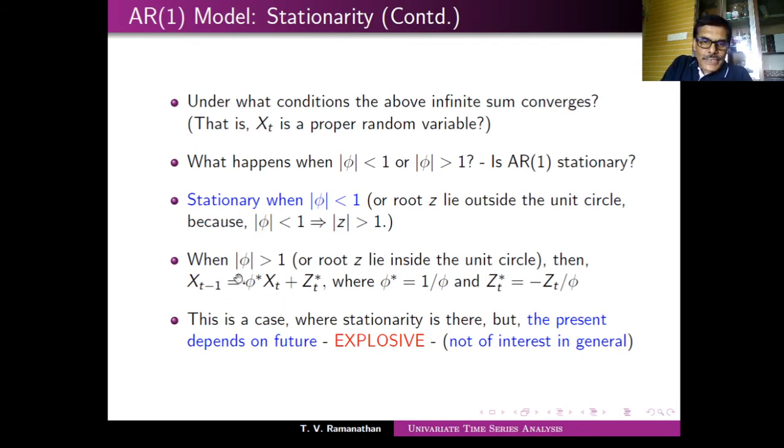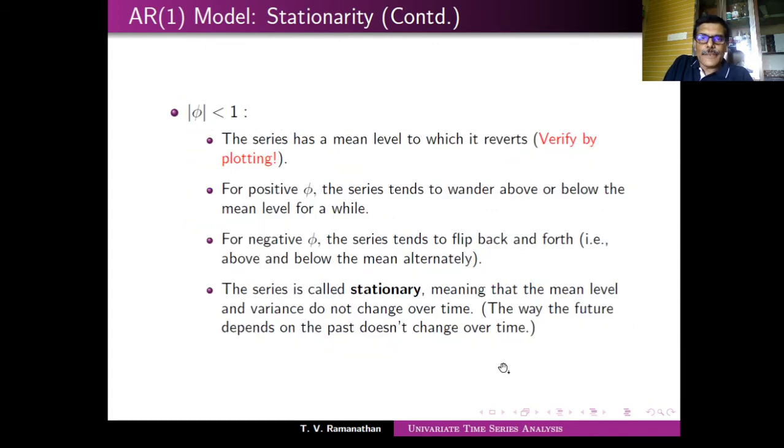But such a process is not of interest because the present depends on the future, and sometimes it is also called an explosive case or explosive series, and is not of interest in general. So essentially, now I'm trying to conclude the whole thing. In an AR1 situation, we have three cases as far as stationarity is concerned. One is absolute phi less than 1, another is phi equal to plus or minus 1, and the third one is absolute of phi greater than 1.